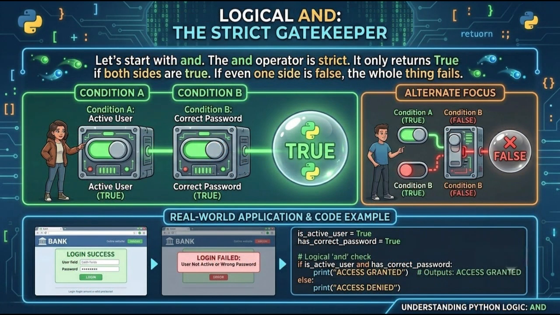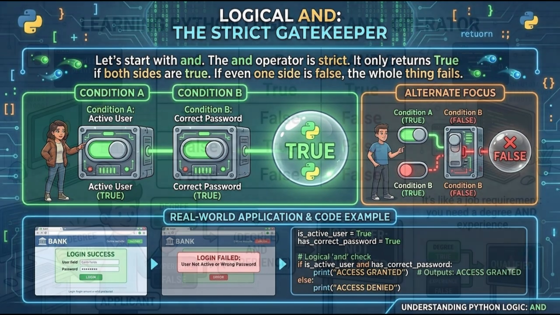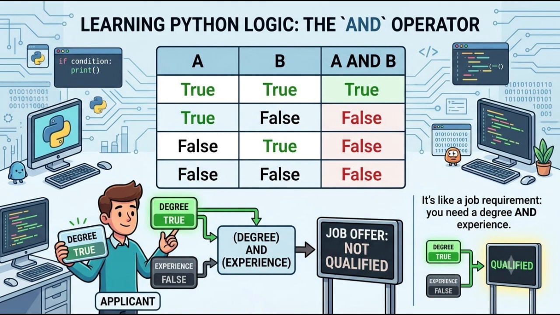Let's start with AND. The AND operator is strict. It only returns true if both sides are true. If even one side is false, the whole thing fails. Here is the truth table for AND. True and true is true. But true and false? That's false.